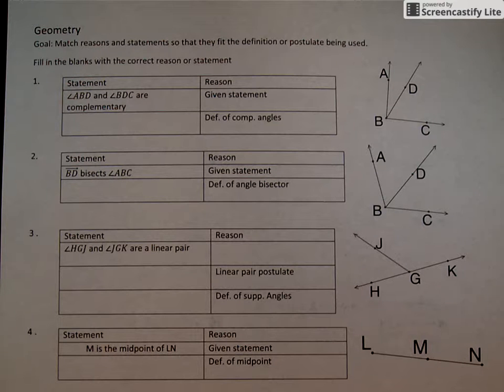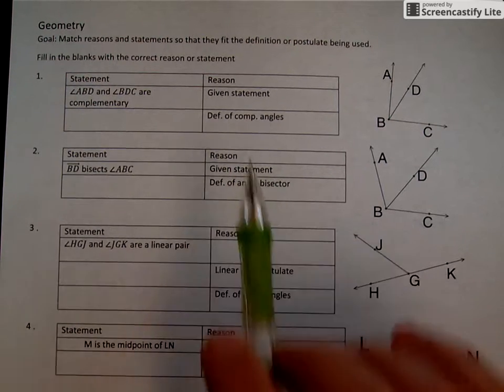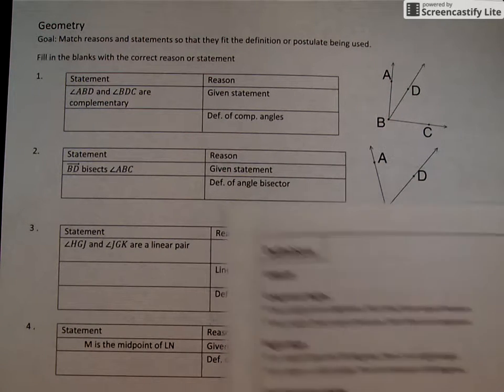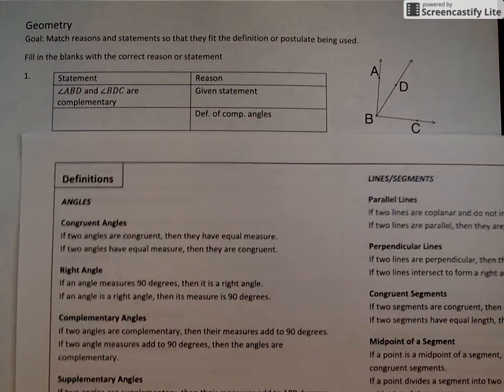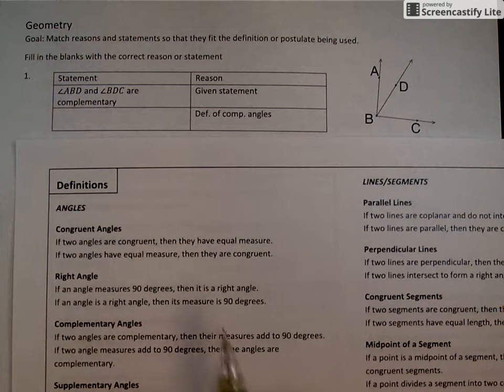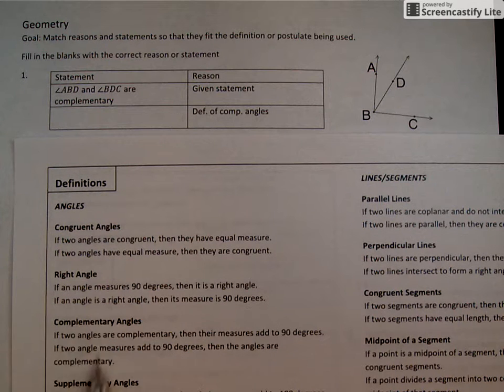All right, so on number 1 here, we're asked to use the definition of complementary angles. Now, I'm going to put this here. This is a sheet that I'm going to give out on Friday. It's also available on Canvas. But notice right here, definitions, complementary angles. If two angles are complementary, then their measures add to 90, and then it also has the converse.